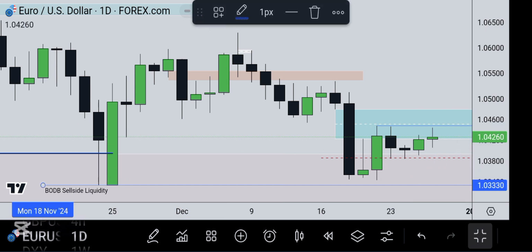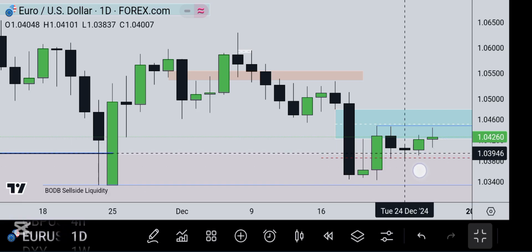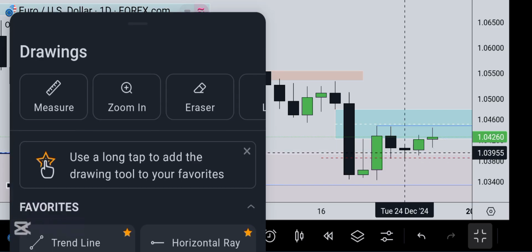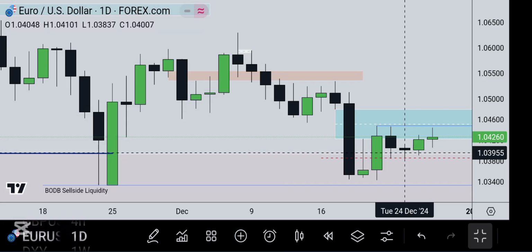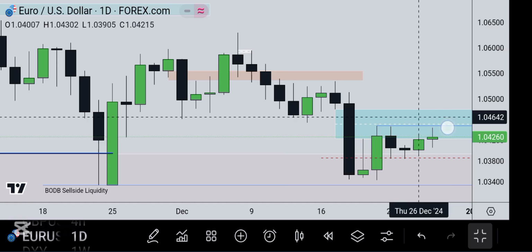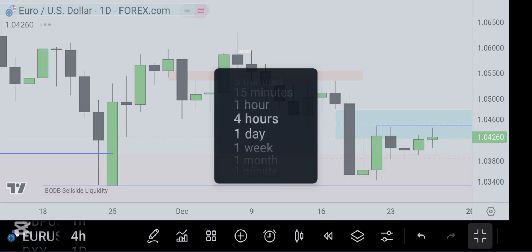1.03330 as a draw on liquidity. But before that, you can see here this low at what? Do I need to annotate all this? Let me just call it out. 1.03837. That's a sell side liquidity at that low. Remember this inefficiency. Now to the 4 hour time frame.